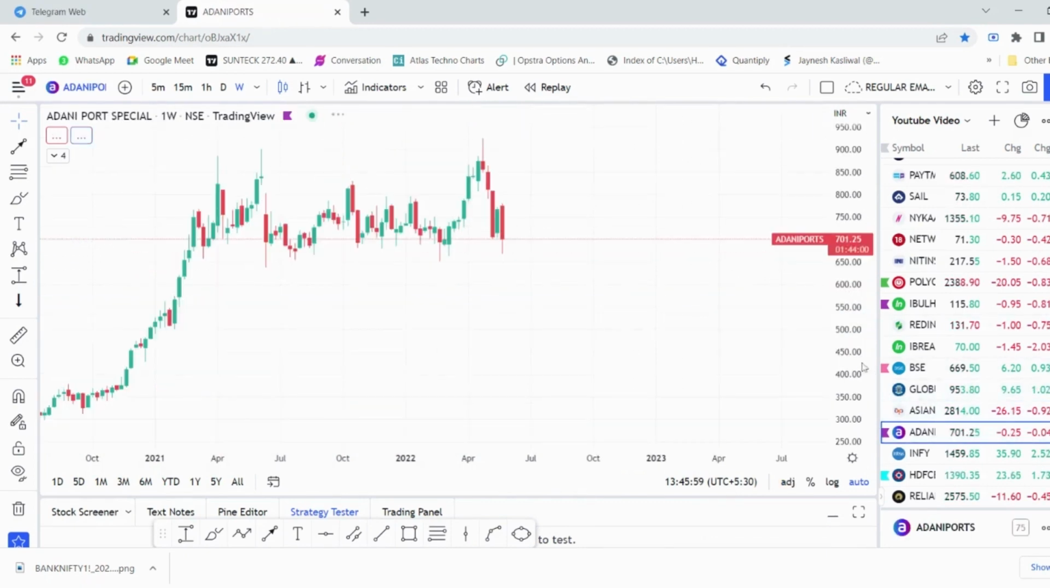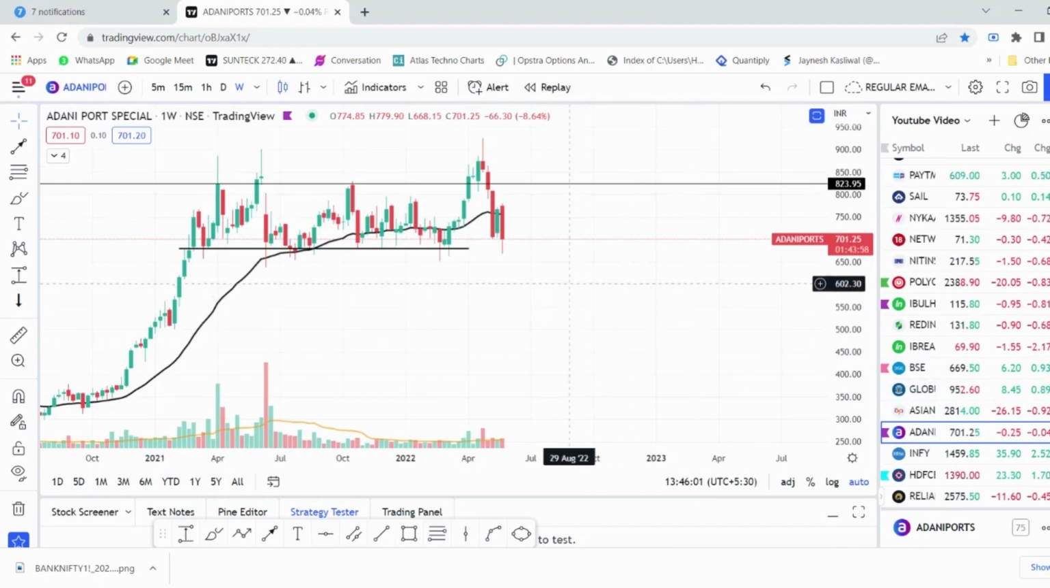Next stock is Adani Ports. Now Adani Ports is in a stage 3 base. The stock has not given us a breakdown till now, and it is trading at a very important support. Here there was a breakout failure, as you can see, and the stock reversed with volumes.